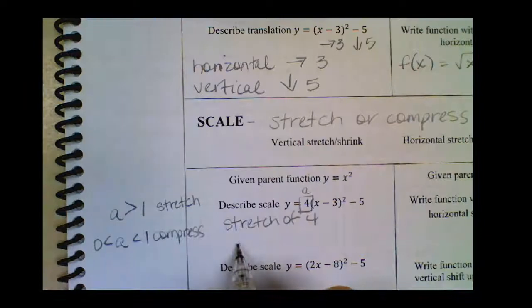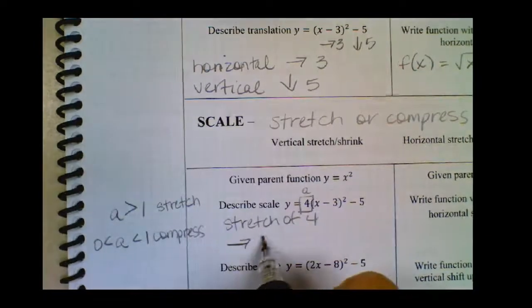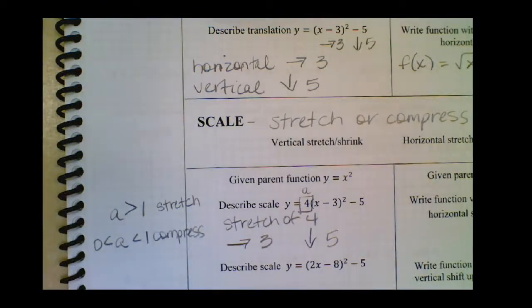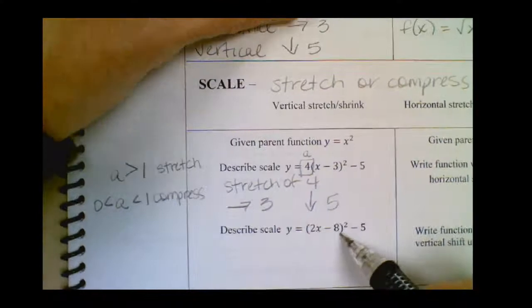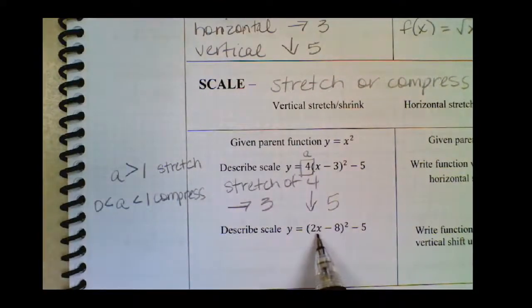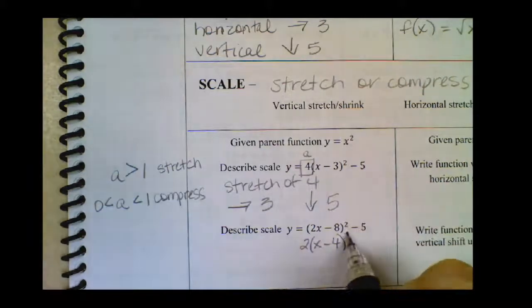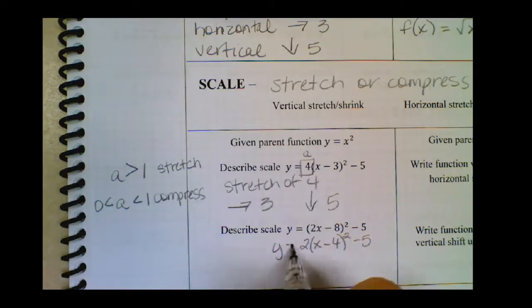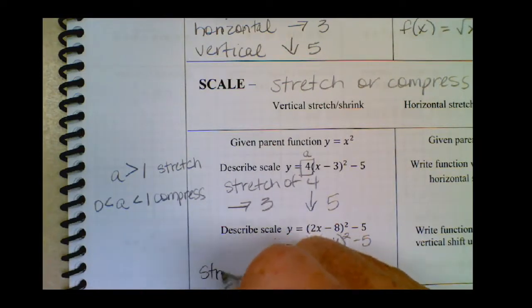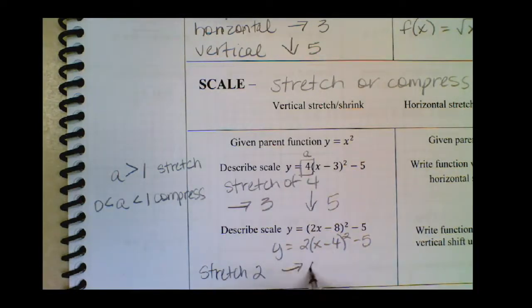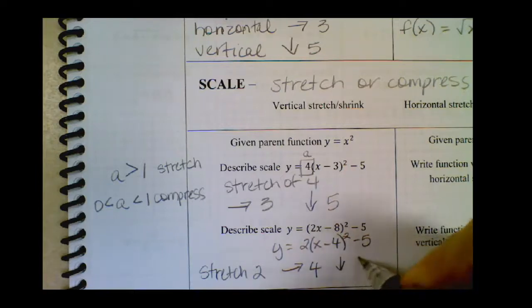It's going to have a horizontal shift to the right of 3 and a vertical shift down of 5. On the second one, we have a little bit more interesting situation to deal with because 2x minus 8 can actually be factored out. And what I can factor out of that is the 2. So I would get 2(x minus 4) squared minus 5. Now I've got a function that I can tell exactly how much that's being scaled by. So I would have a stretch of 2, a horizontal shift to the right of 4, and a vertical shift down of 5.